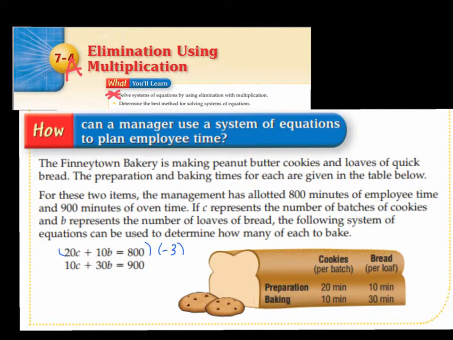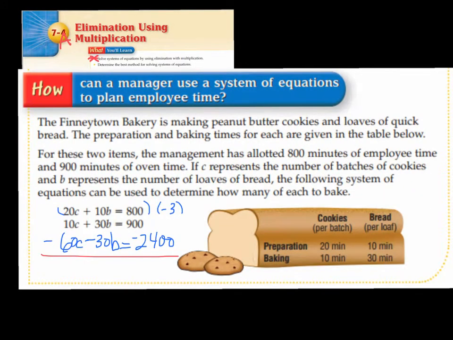If we take everything in the first equation times -3, we can get our opposites. So now, just like in the last lesson, we add straight down. The b's are going to drop out, so I have -50c equals -1500. And to get c by itself, we're going to divide both sides by -50.